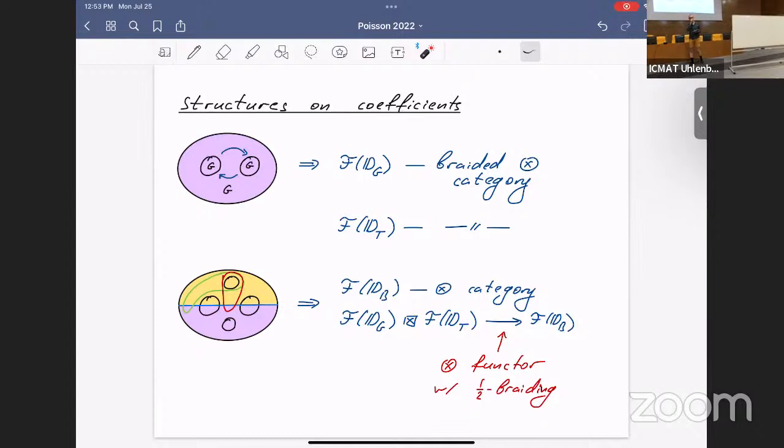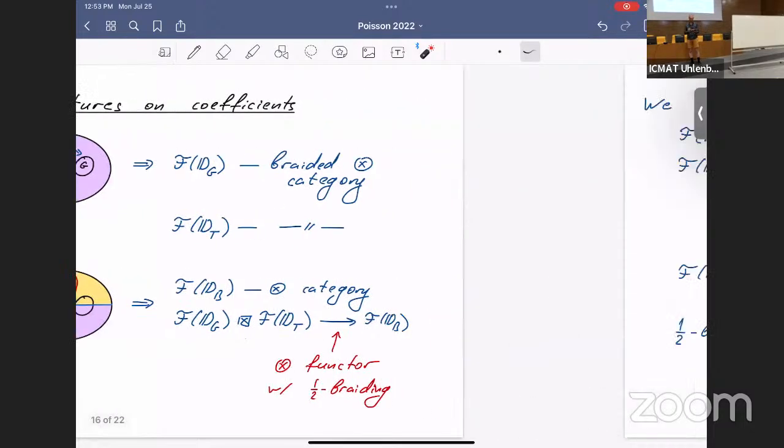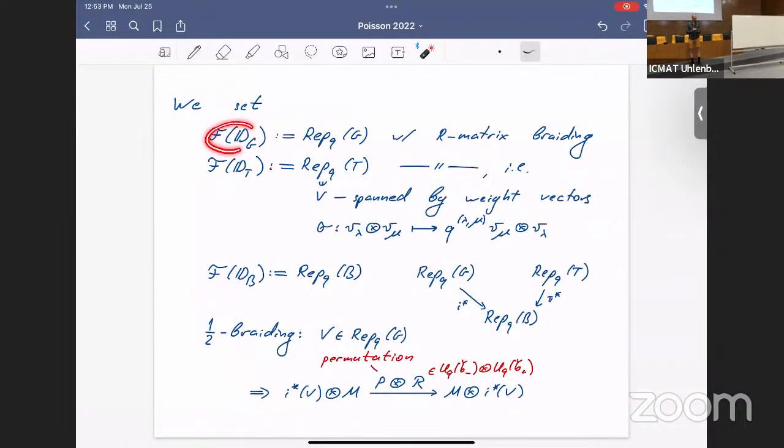and these categories will come from representation theory of quantum groups. So for this category, I'll take RepQG, so it's integrable UQG modules with braiding given by the R matrix. For this category, I'll take RepQT, so it's UQT modules, and UQT is a commutative algebra, but I can still have a non-trivial braiding. So what are objects in this category, right?